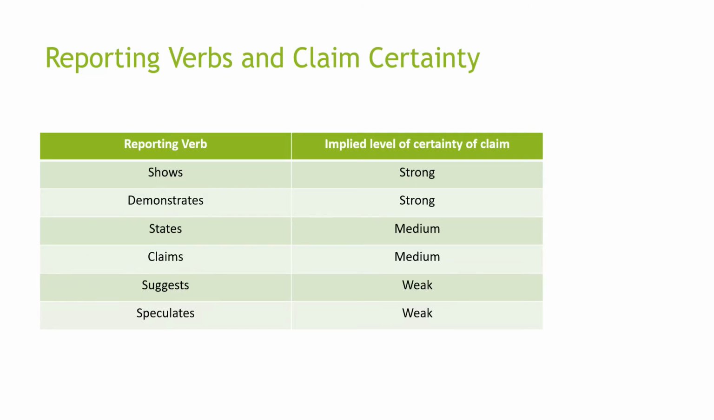They may characterize it neutrally as they're stating something or claiming something, or they may characterize it in a weak way. They're speculating or suggesting, they're not sure, or they might characterize it very strongly, in which case you can use show or demonstrate for that as well.